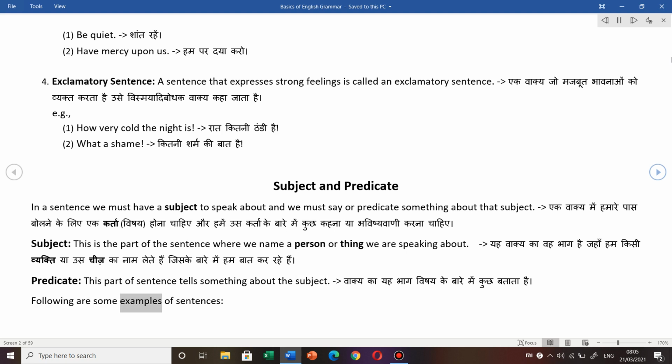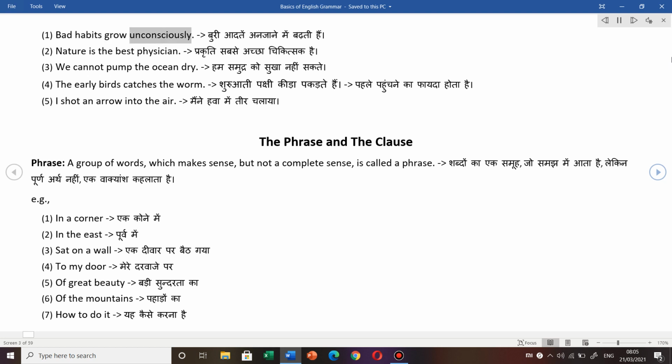Following are some examples of sentences. Bad habits grow unconsciously. Nature is the best physician. We cannot pump the ocean dry. The early bird catches the worm. I shot an arrow into the air.